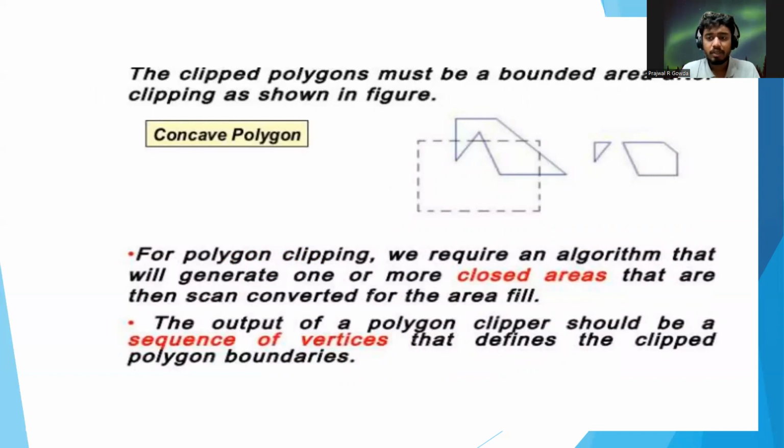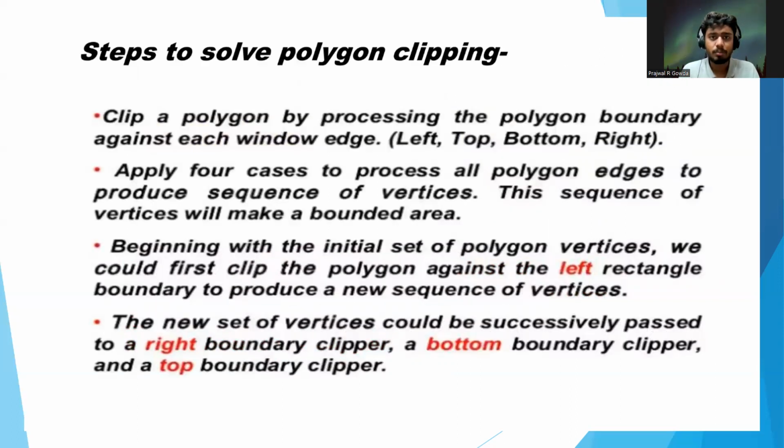For polygon clipping, we require an algorithm that will generate one or more closed areas that are then scan converted for the area fill. The output of a polygon clipper should be a sequence of vertices that defines the clipped polygon boundaries. Steps to solve a polygon clipping: clip a polygon by processing the polygon boundary against each window edge. Apply 4 cases to process all polygon edges to produce a sequence of vertices. This sequence of vertices will make a bounded area.